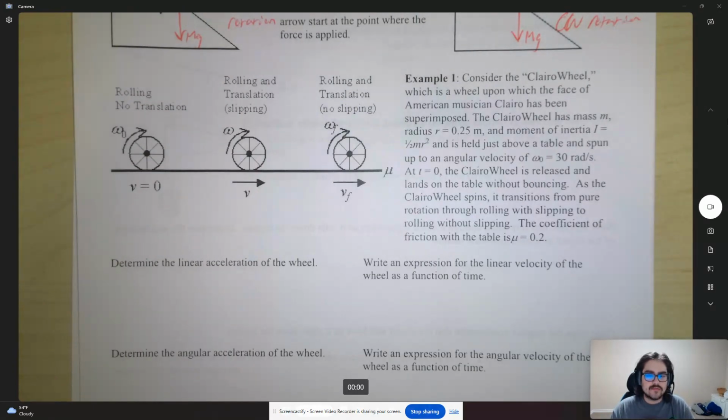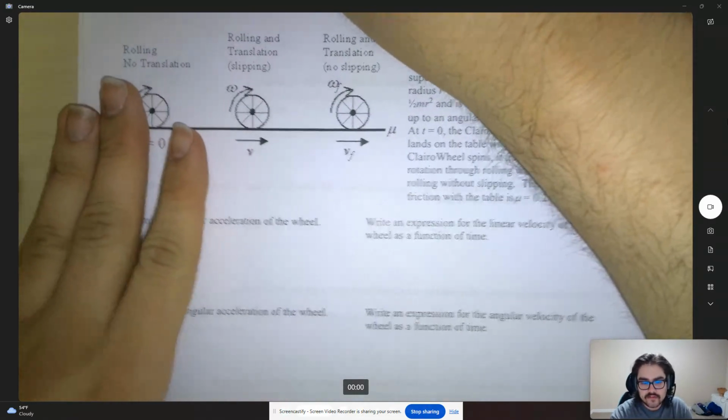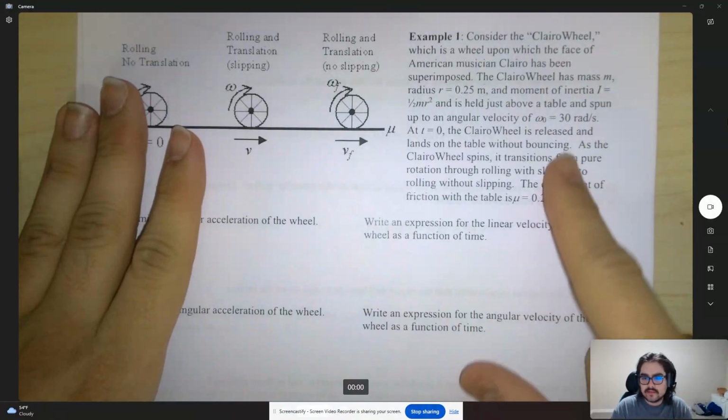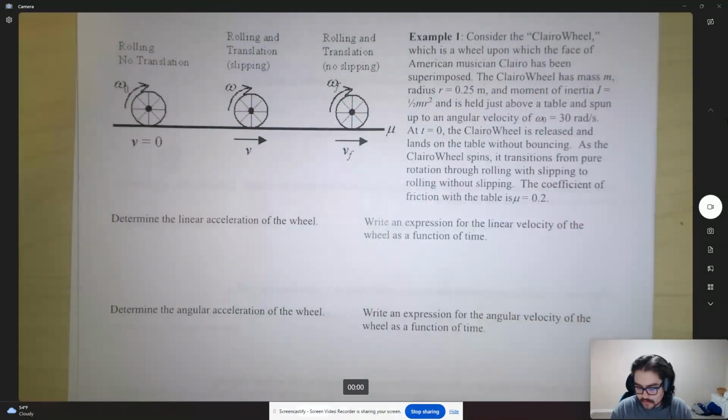It has mass m, radius 0.25, moment of inertia 1/2 mr squared, held just above the table. So how this works is that the wheel is held just above the table and it's spun up to an angular velocity, and then you drop it and it hits the table without bouncing, and then it starts rolling while slipping, but eventually transitions into rolling without slipping. It gives us a coefficient of friction with the table, and we start out at angular velocity 30 rad per second.